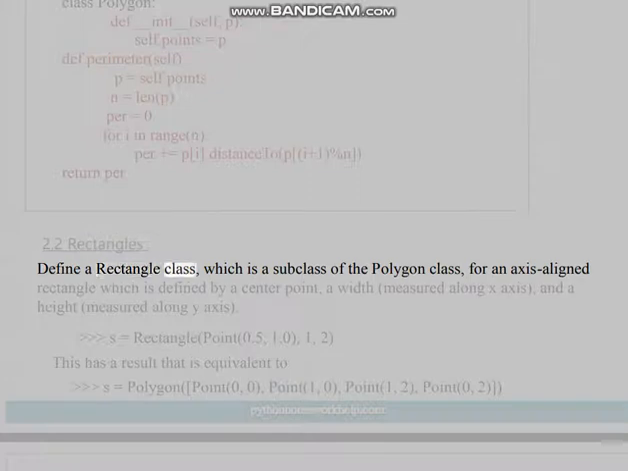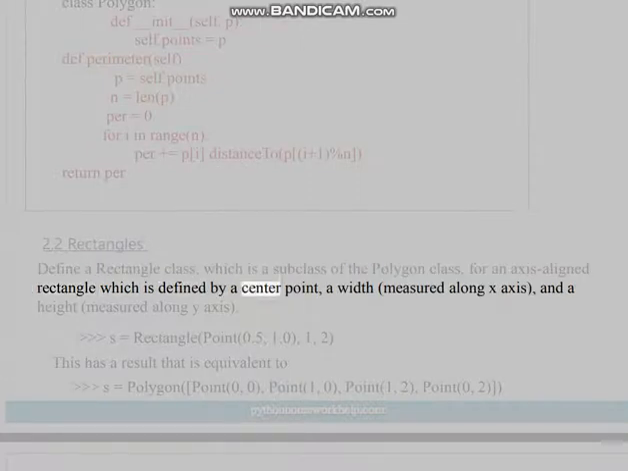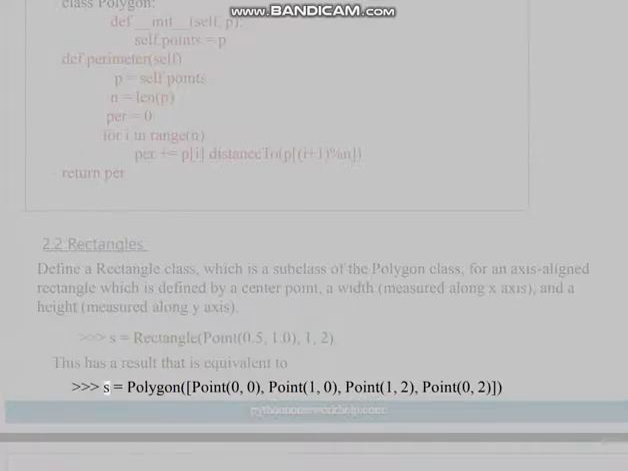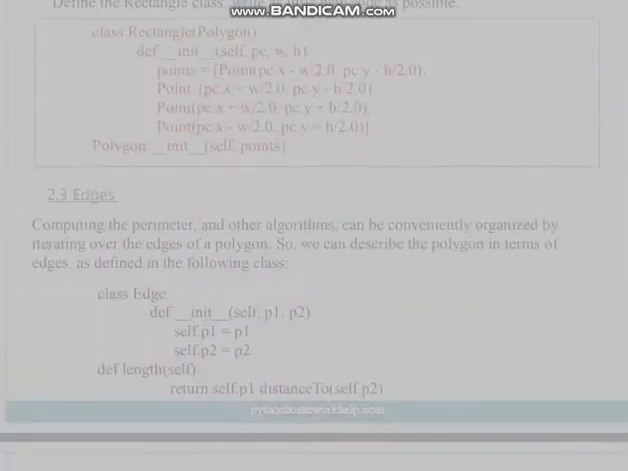2.2 Rectangles. Define a Rectangle class, which is a subclass of the Polygon class, for an axis-aligned rectangle which is defined by a center point, a width, measured along the x-axis, and a height, measured along the y-axis. S = Rectangle(Point(0.5, 1.0), 1, 2). This has a result that is equivalent to S = Polygon([Point(0, 0), Point(1, 0), Point(1, 2), Point(0, 2)]). Define the Rectangle class, and write as little new code as possible.